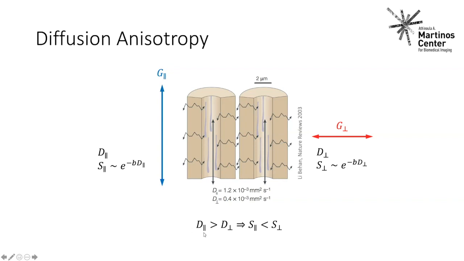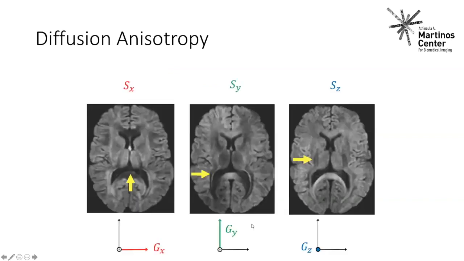And because the diffusion coefficient is higher along the axon, in other words, the diffusion signal is lower when we apply gradients along the axon. So here are some examples.